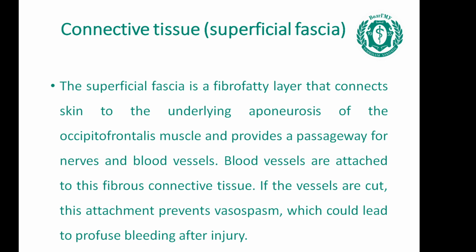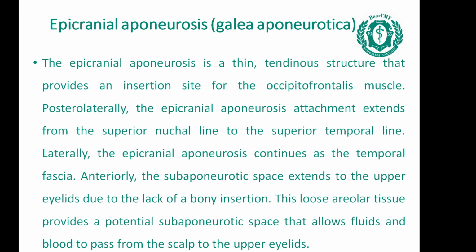Connective tissue, or superficial fascia. The superficial fascia is a fibrofatty layer that connects skin to the underlying aponeurosis of the occipitofrontalis muscle and provides a passageway for nerves and blood vessels. Blood vessels are attached to this fibrous connective tissue. If the vessels are cut, this attachment prevents vasospasm, which could lead to profuse bleeding after injury.